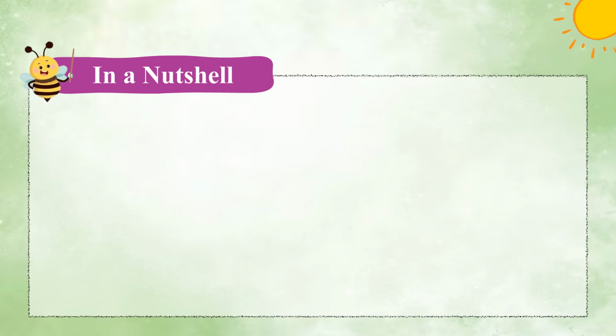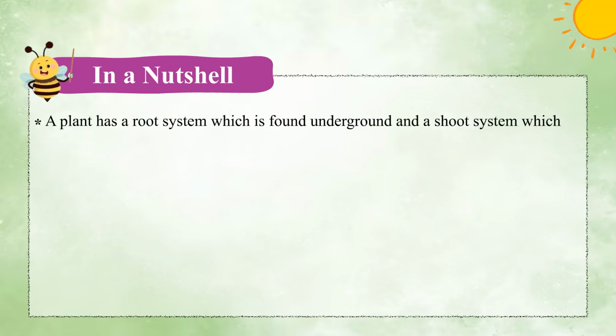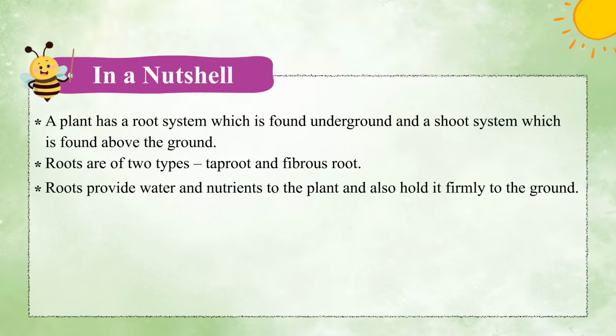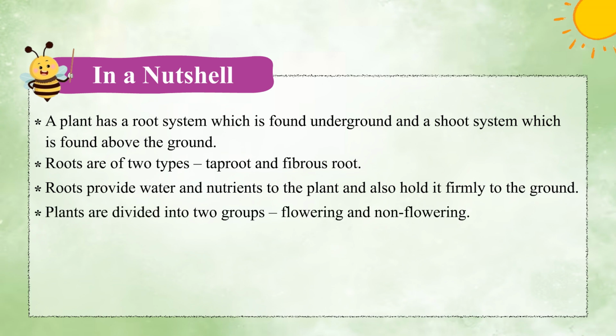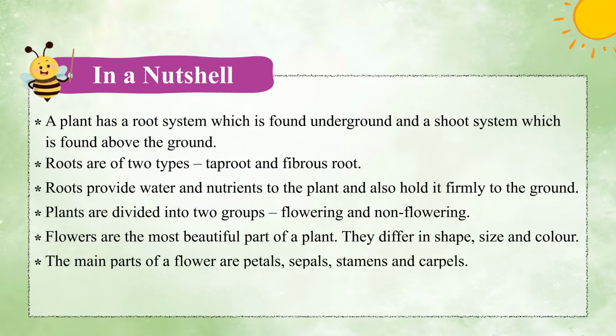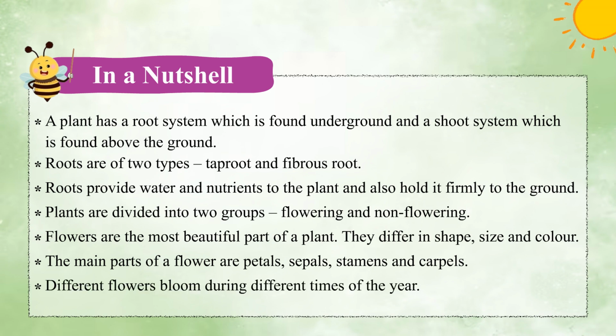In a nutshell, a plant has a root system which is found underground and a shoot system which is found above the ground. Roots are of two types, taproot and fibrous root. Roots provide water and nutrients to the plant and also hold it firmly to the ground. Plants are divided into two groups, flowering and non-flowering. Flowers are the most beautiful part of a plant. They differ in shape, size and color. The main parts of a flower are petals, sepals, stamens and carpels. Different flowers bloom during different times of the year.